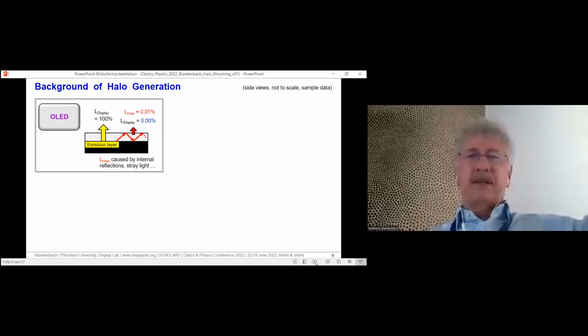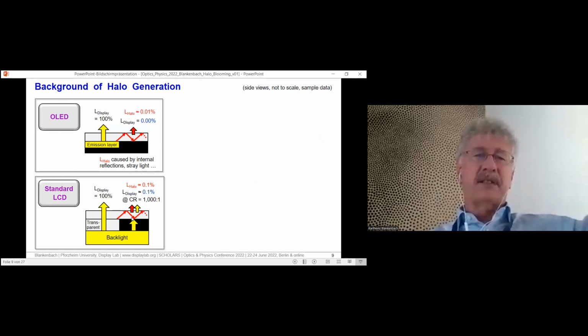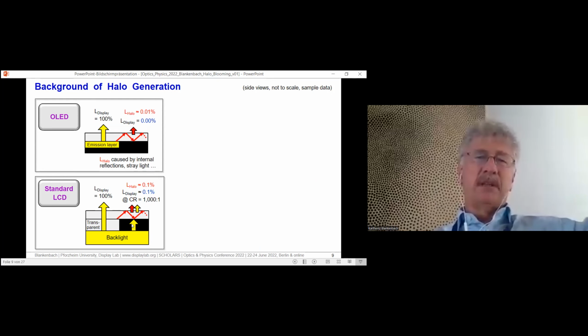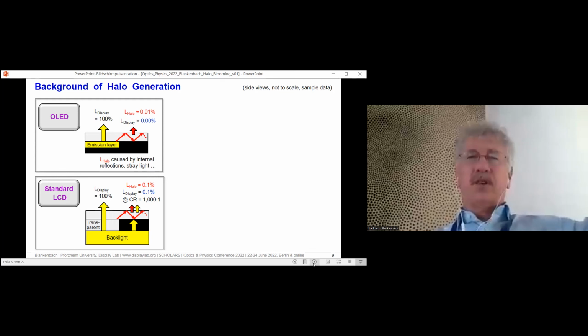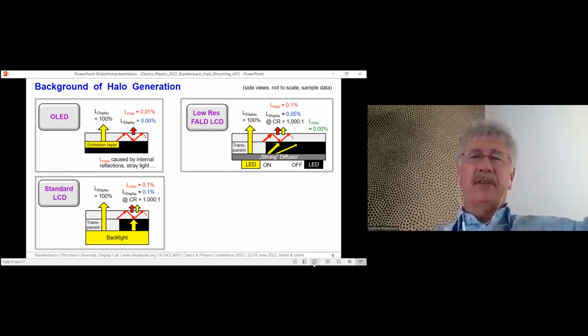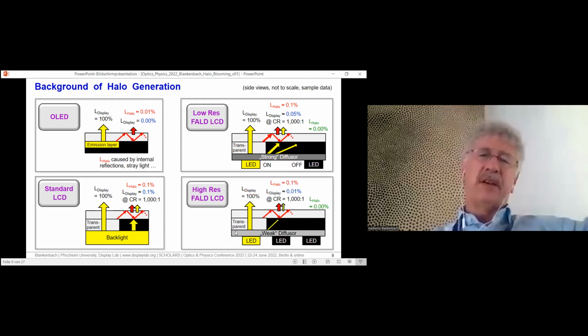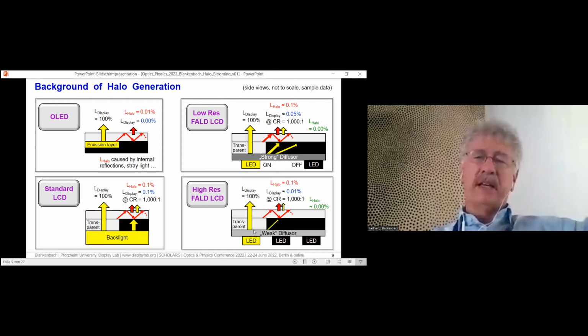In the next step, we have a look at a standard LCD. We have this effect as well, but it's not visible because of the light leakage due to the limited contrast ratio. For FALD LCDs, we have to differentiate between low resolution FALD, which means there's a certain distance between the backlight LEDs, so you have some light leakage as well, or so-called high resolution FALD display. We have a weak diffuser to make the LED backlight more uniform, but you will see some halo as well.